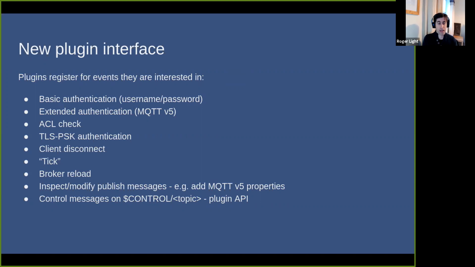And then the final one is the control messages, this new $control topic. The idea here is to allow plugins to register essentially a plugin API endpoint, which they will be able to receive messages on. They'll be the only plugin on that broker able to receive messages on that topic. So it gives you a method of interacting with your plugin to do whatever is required, for changing configuration, for example.